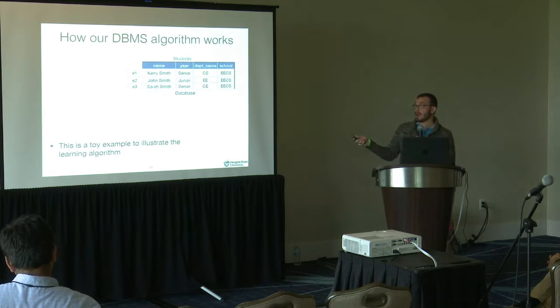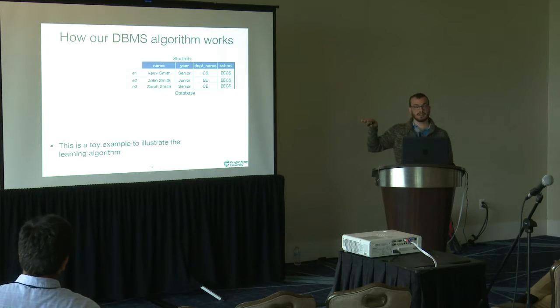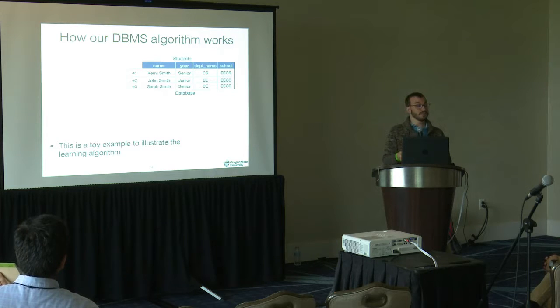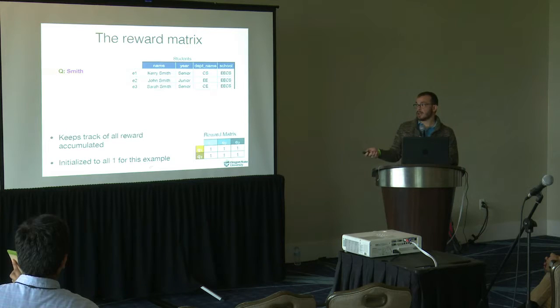Right, so I'm going to walk through how our algorithm works through a toy example. This is just a small toy example here. So we have another database containing some students again, and it's going to be the year, department name, and what school they belong to at the university. So we have a query, Smith, that's going to come in. And our algorithm is going to start off with a reward matrix. And the reward matrix, what that does is down here, it keeps track of all the reward accumulated thus far. So for this example, we're just going to initialize it to even, so it's all just going to be 1.